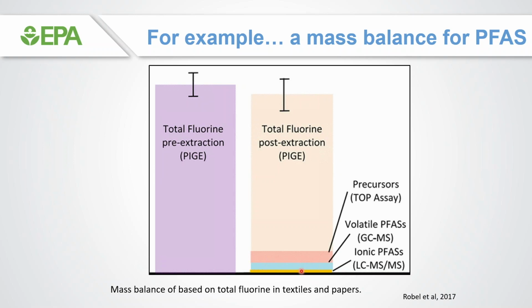If you move to some of the more research-oriented methods to look at ionics and volatiles, and ultimately to consider precursors, then we're looking at a larger percentage. But you can still see a large percentage of organofluorine material that we're not detecting with these other analytical methods. Whether this is important or not, that's where some of the research questions are.